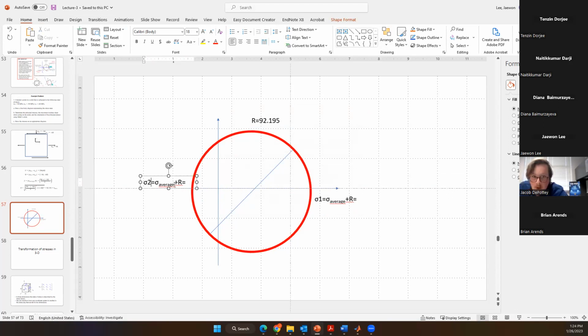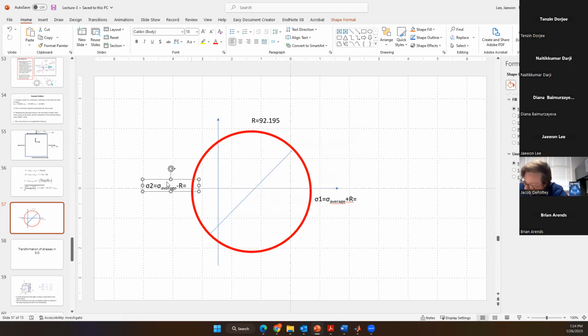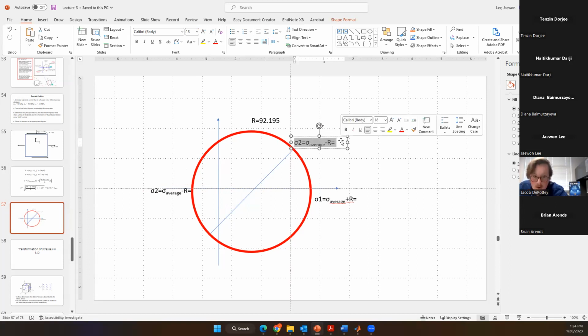Sigma 2 is R, and please calculate this point. Okay. And then here, this is a V, there's a V, it is 90.6.